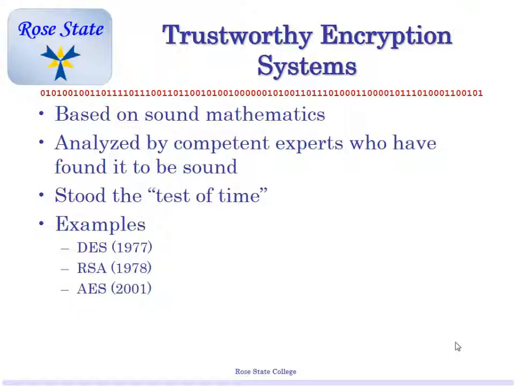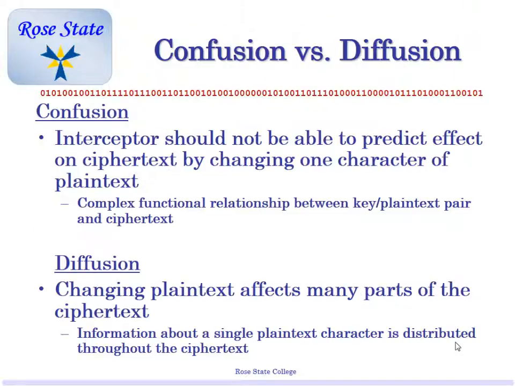So, alright, some examples. DES 1977, it still lasted quite a while for what it did. RSA, which is still used today, and AES, which is still used today. Okay. Alright, now let's talk about confusion versus diffusion. You will have to know this as well.